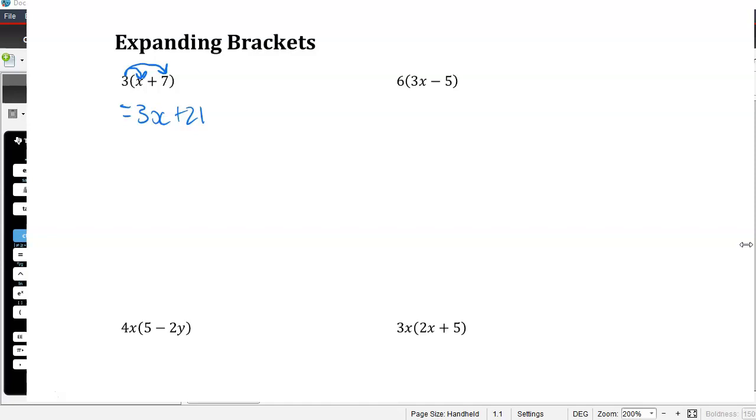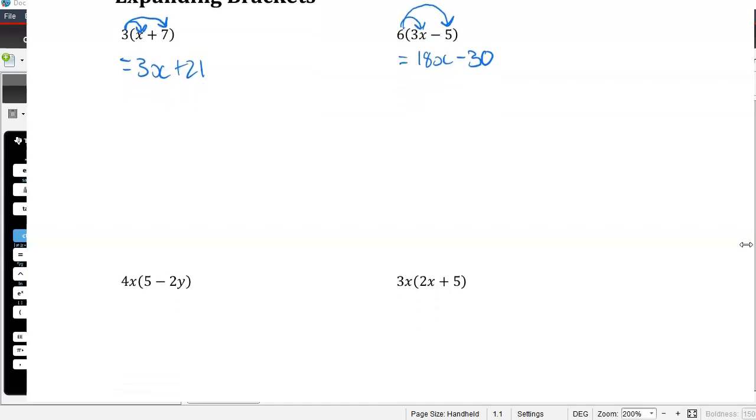Okay, so I've got here 6 times 3x and 6 times negative 5. 6 times 3x is 18x. 6 times negative 5 is negative 30. Now you look at these and you say, well, I don't have any like terms, so I can't simplify that anymore. So let's keep going.